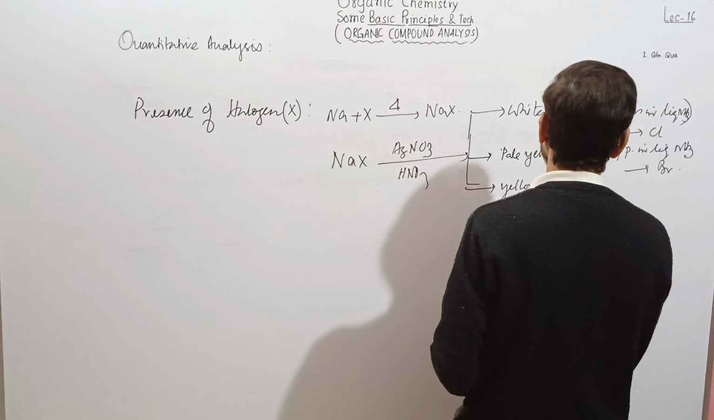When the extract is made to react with silver nitrate in the presence of nitric acid, three things may appear. If a white precipitate appears and disappears in the presence of liquid ammonia, it means chlorine. If it gives a pale yellow precipitate, which again disappears in liquid ammonia, that means bromine. And if it forms a yellow precipitate which does not disappear in liquid ammonia, it means the organic compound contains iodine. That is how the presence of halogen elements in an organic compound may be detected.